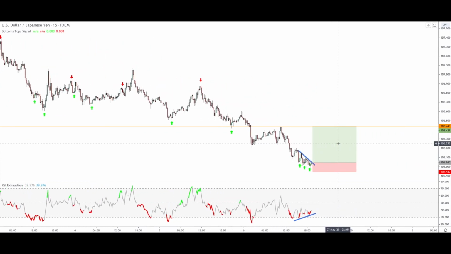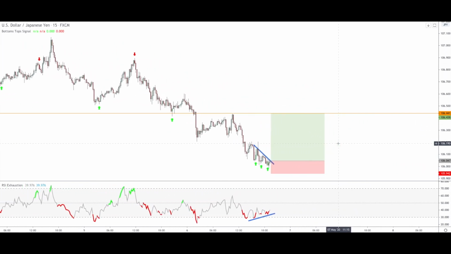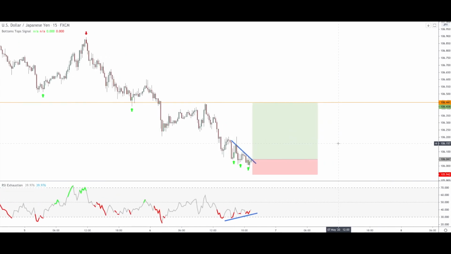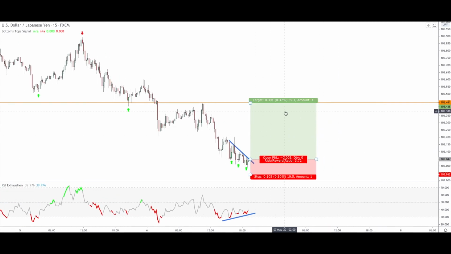I'm pretty confident that if the price bounced back now, it should move at least to this level, at least to retest this level. So let's see what happens.